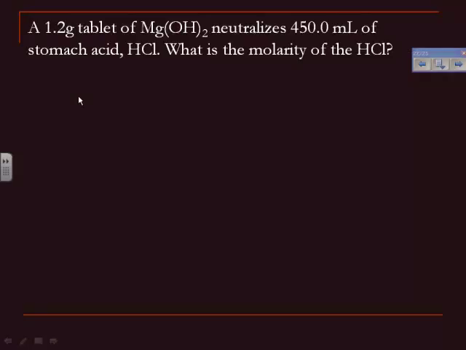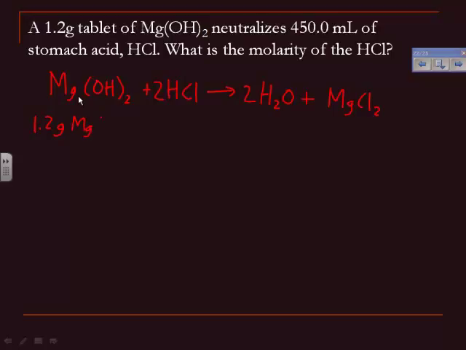In this problem, we start a little bit differently. We don't have a 1-to-1 ratio, and we're starting with grams. Once again, write the balanced equation first. In this case, double replacement again, the products will be water and the ionic salt, which in this case will be magnesium chloride. In this case, we get a 2-to-1 ratio of acid to base.